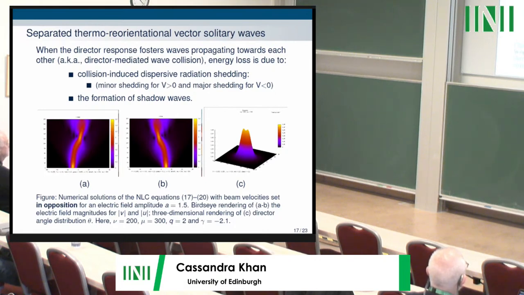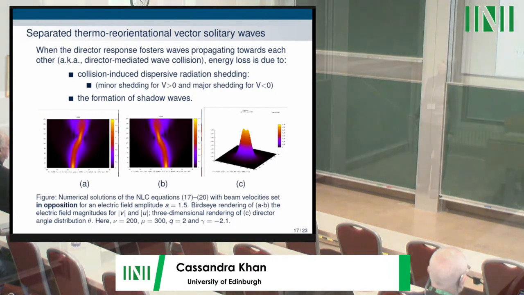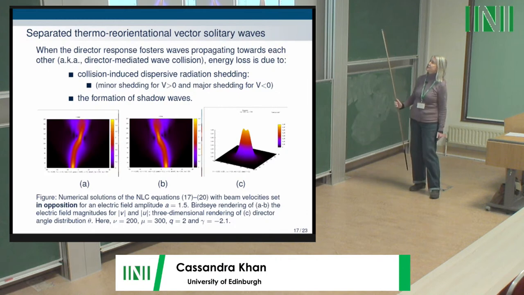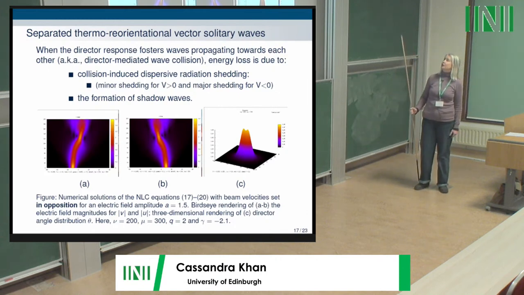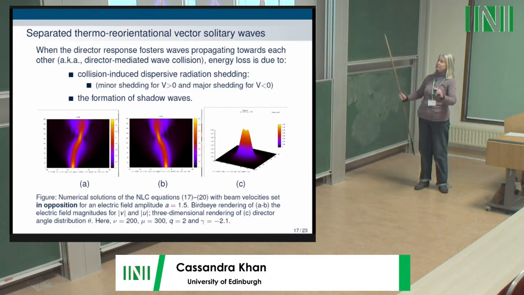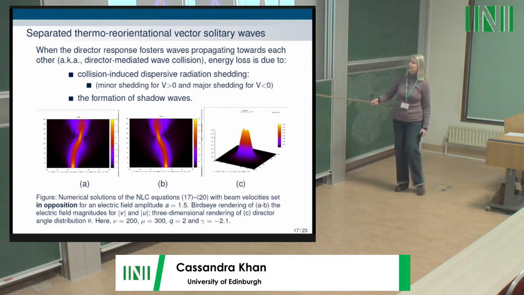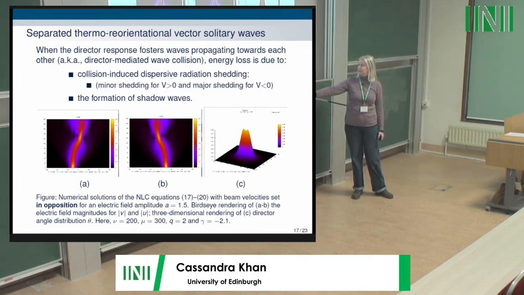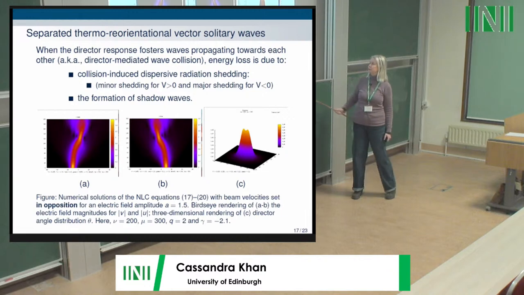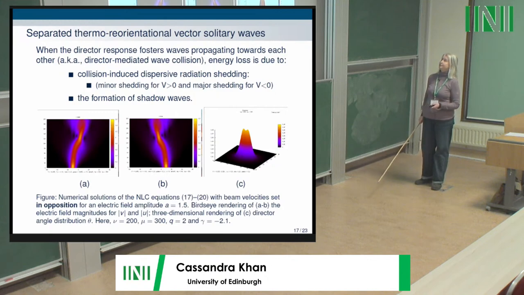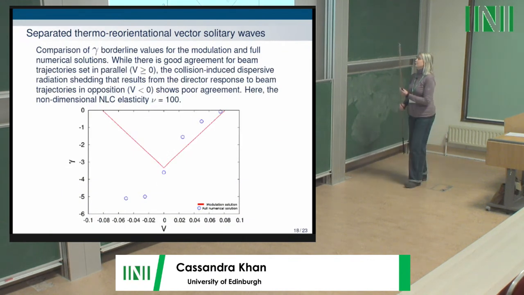So when they propagate towards each other, we lose energy. Of course, we still have shadow wave formation, but we also have collision-induced dispersive radiation shedding. As we noticed, for velocities less than zero, which is having this set so they interact, we have major energy loss there. And again, our elastic and thermal parameters here are order 100, which are important for this to work. So we're almost done.